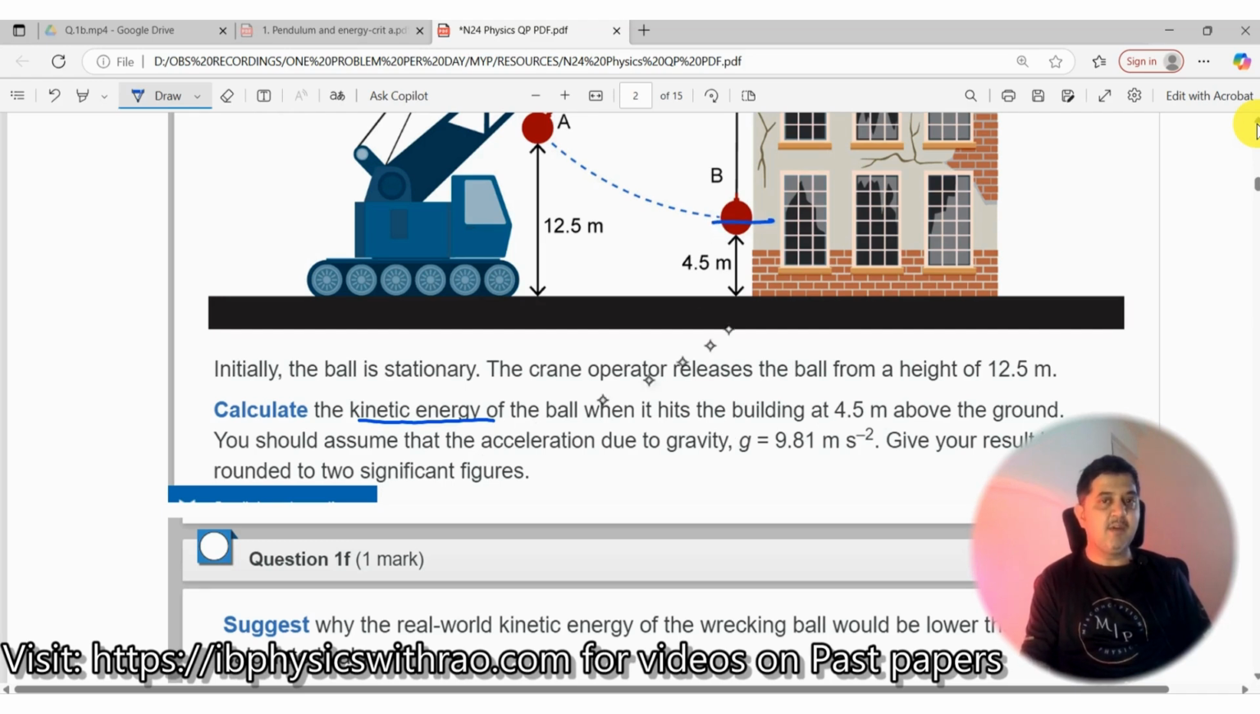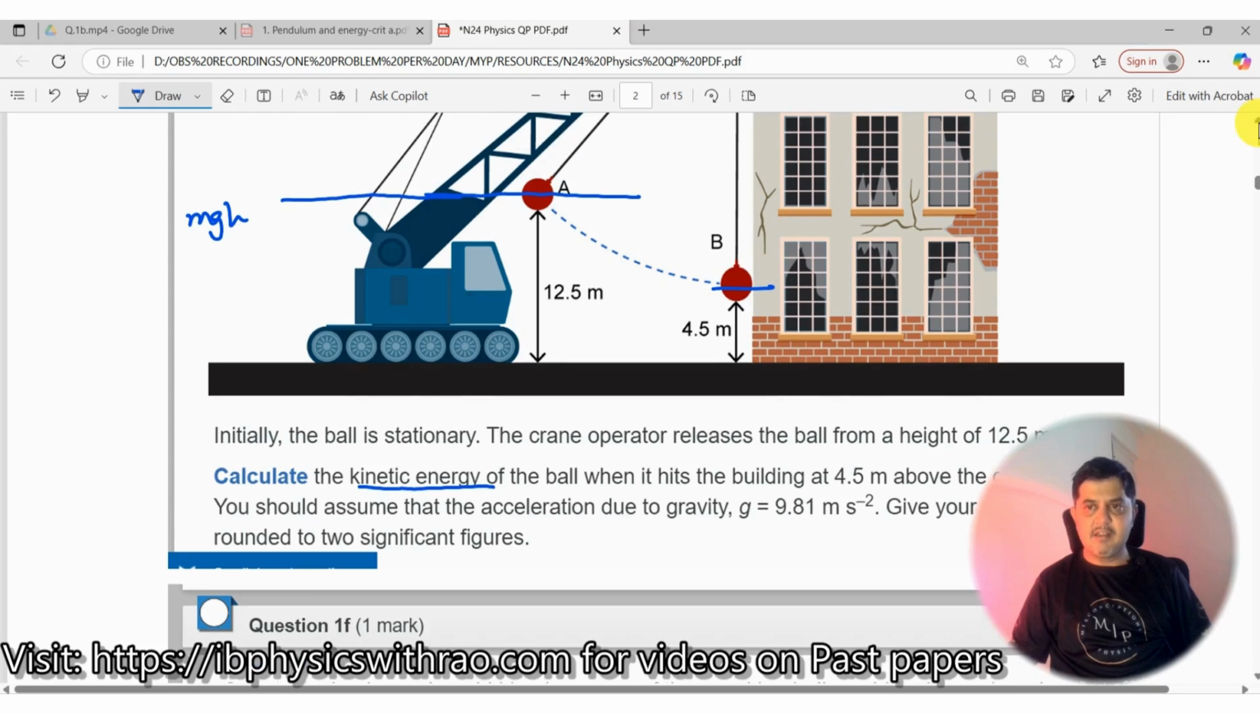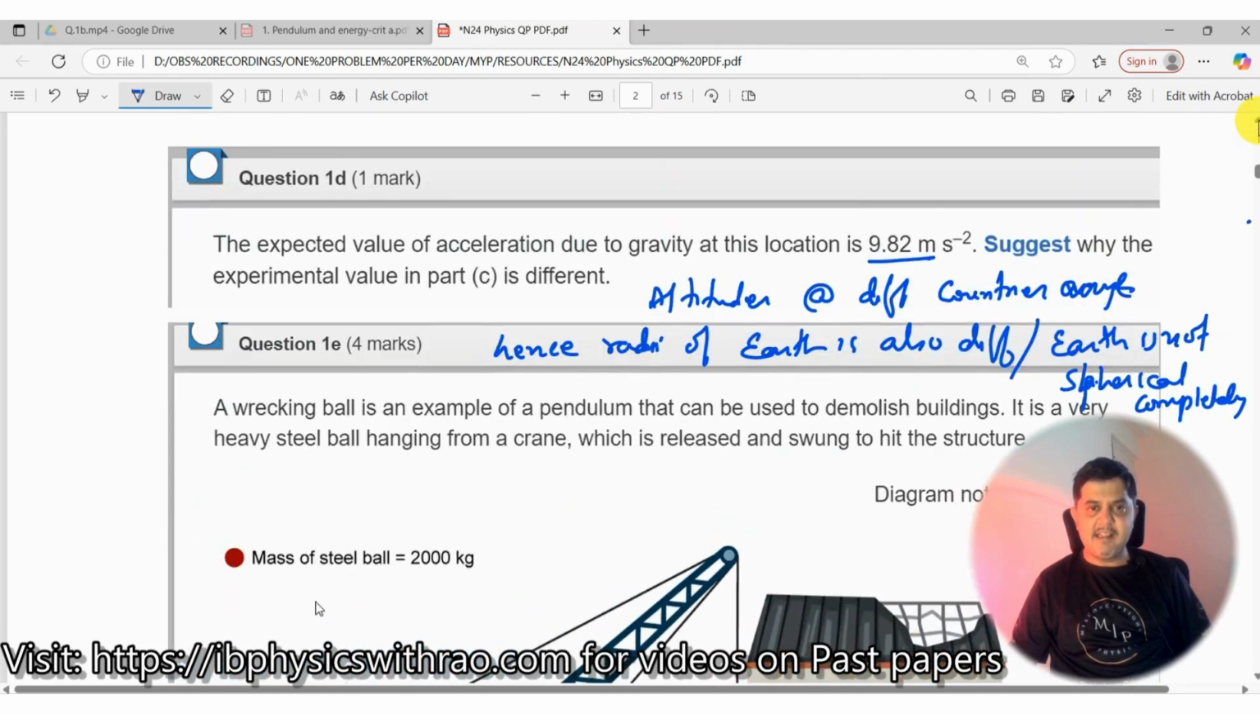So what happens over here? Why should it gain kinetic energy? Because we have taken this ball all the way along to this height, and at this height the potential energy is mgh, right? Potential energy is equal to mgh. What is this value? Now first let me find out the mass of this ball over here.